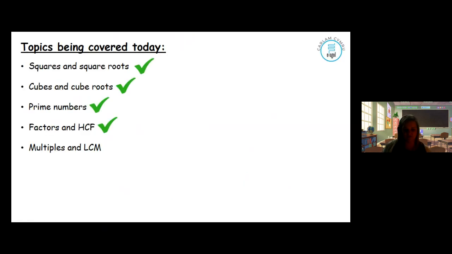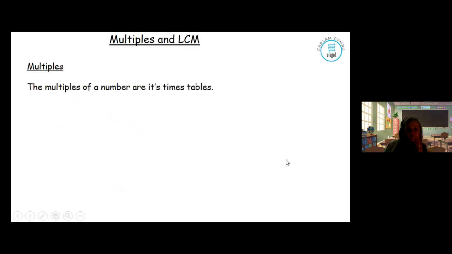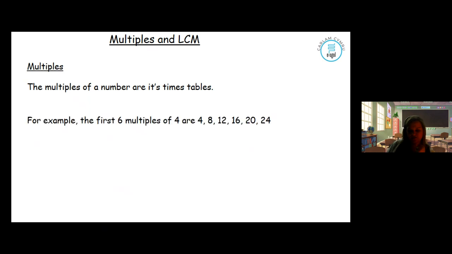Right then, so we're almost there. We've got multiples left to do. So this is what we're going to move on to now. So multiples. The multiples of a number are its times tables. So multiples sounds like multiply. So that's one way that you could remember the difference between factors and multiples. People tend to get mixed up with the two. So just keep in your head the multiples are your times tables. It sounds like multiply. So for example, the first 6 multiples of 4 are 4, 8, 12, 16, 20 and 24.